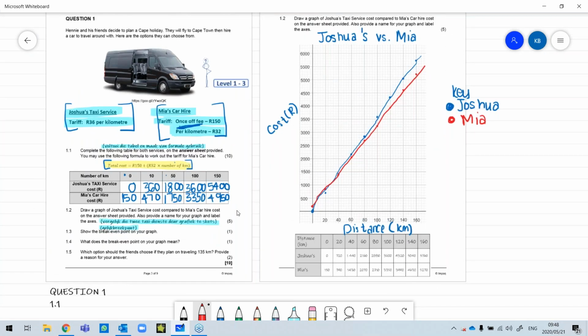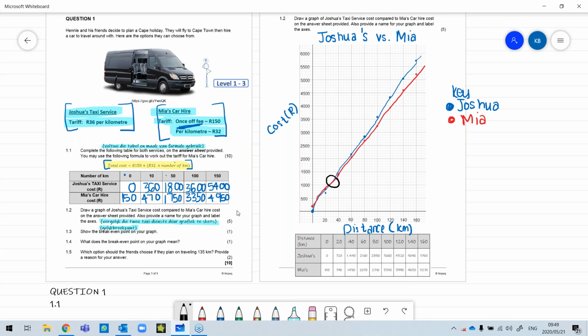For question 1.3, show the break-even point on your graph. Okay, so now since this was drawn freehand, you cannot see the break-even point very clearly, but it's going to be between 20 and 40 kilometers, so more or less over there, and you can indicate it using an X, using a circle, but just make sure that it's nice and clear.